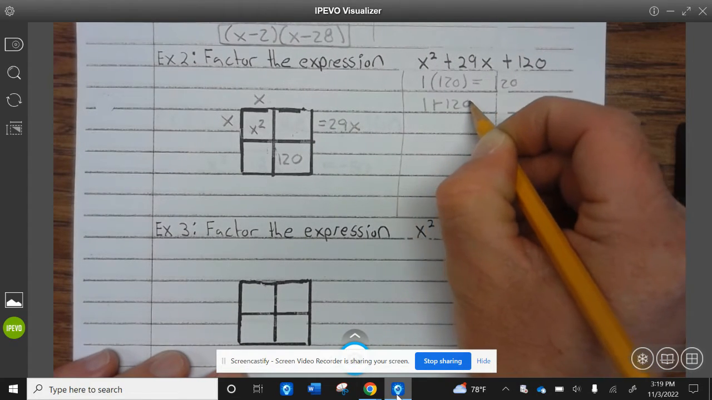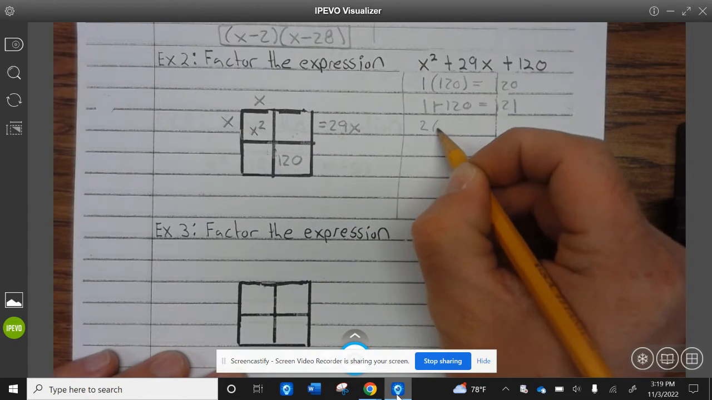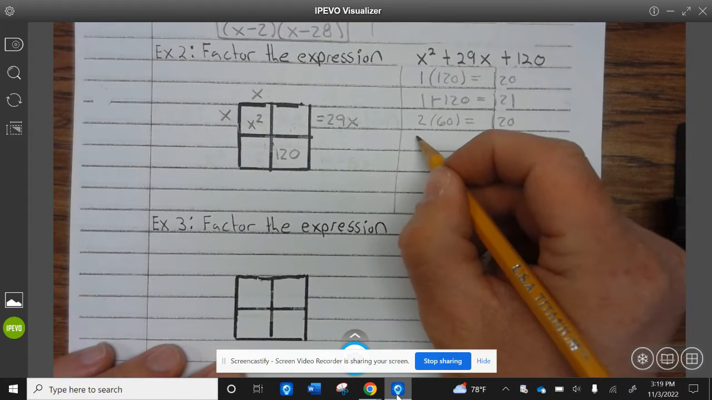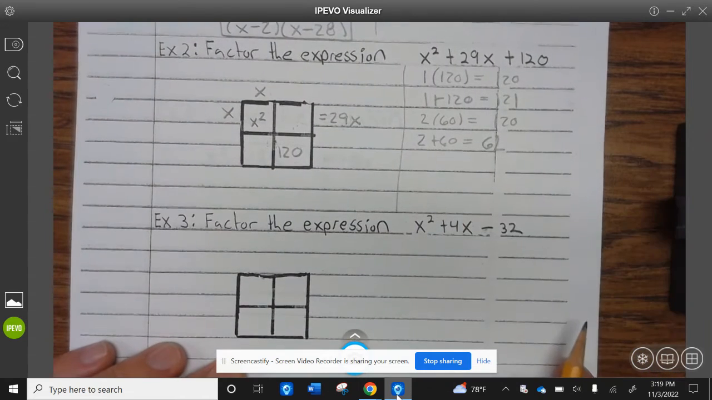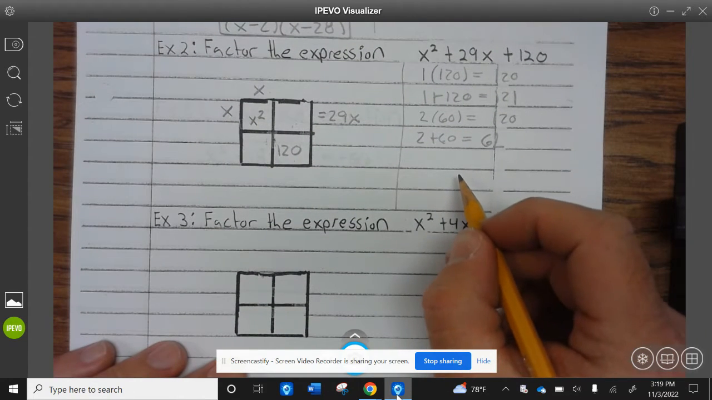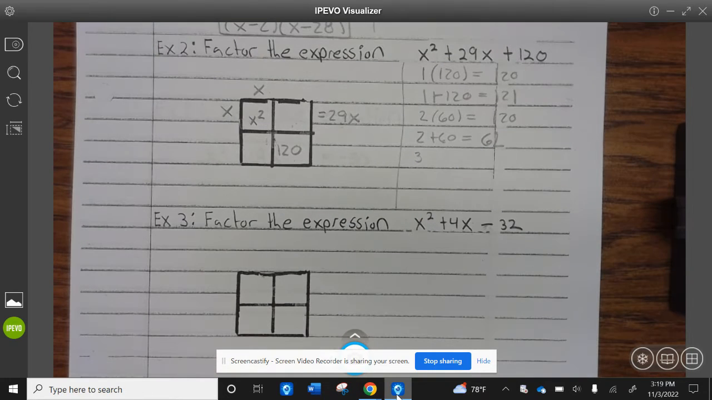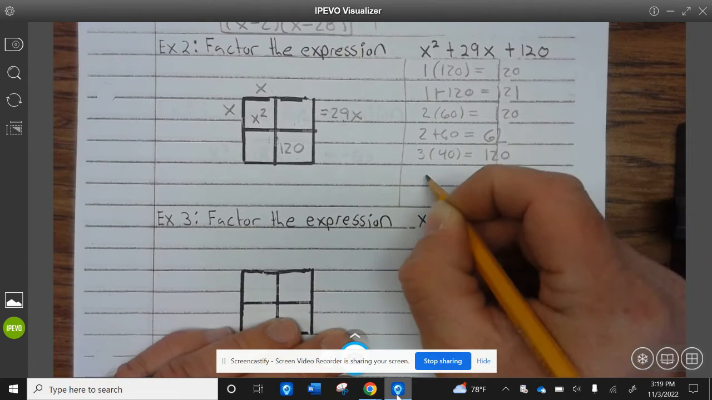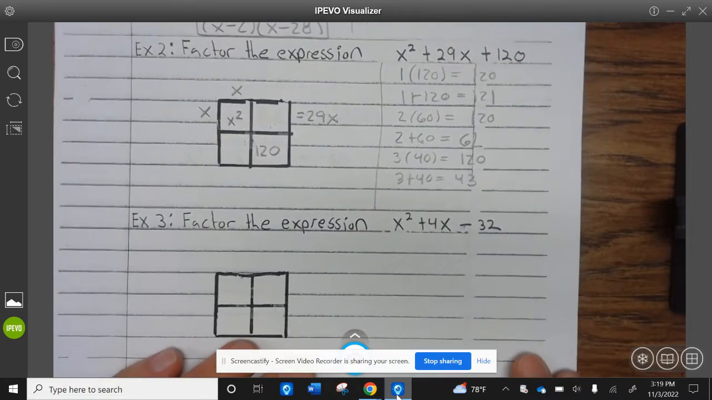1 plus 120 equals 121. That doesn't work. So now let's try 2 times 60 equals 120. 2 plus 60 equals 62. That doesn't work. So now let's try 3 times 40 equals 120. 3 plus 40 is 43. That doesn't work.